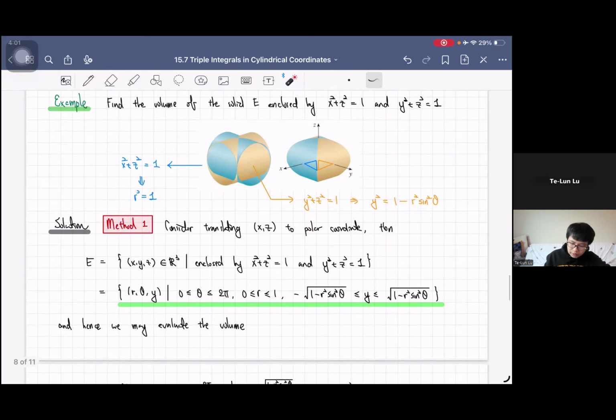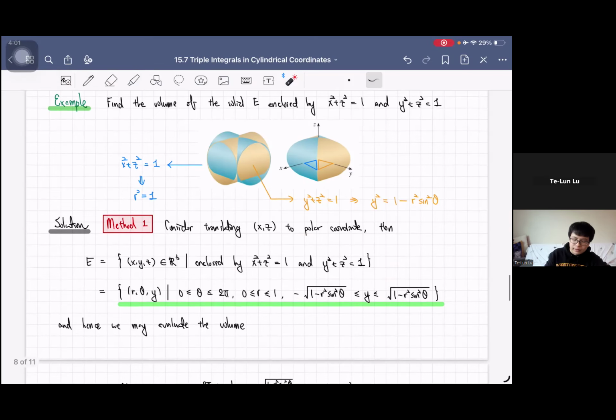Okay, so first of all, in terms of the description in x, y, and z, it is simply enclosed by x squared plus z squared equals 1 and y squared plus z squared equals 1, right? However, it is more approachable if you describe that in terms of r, theta, and y.